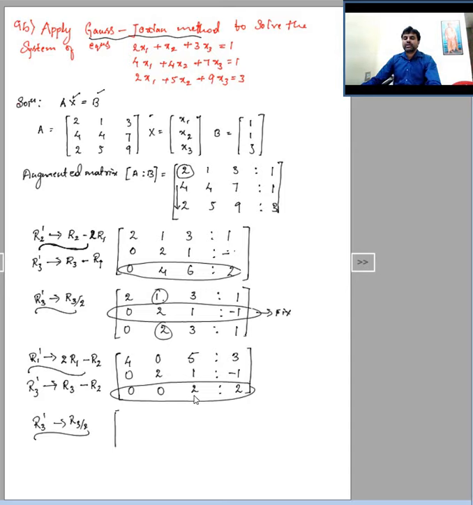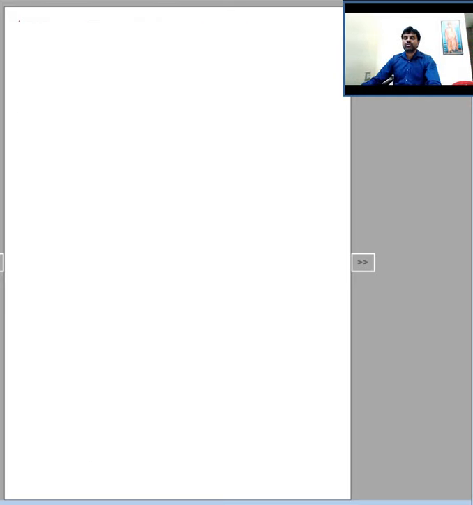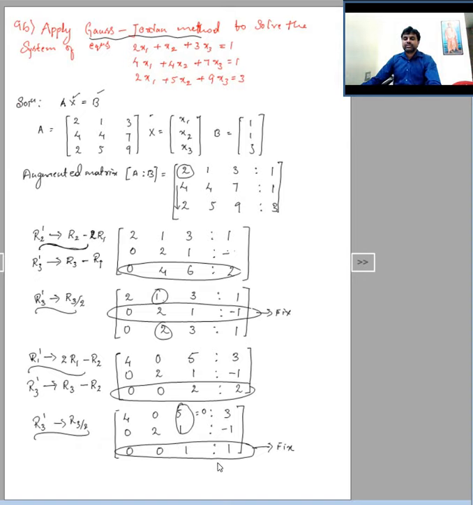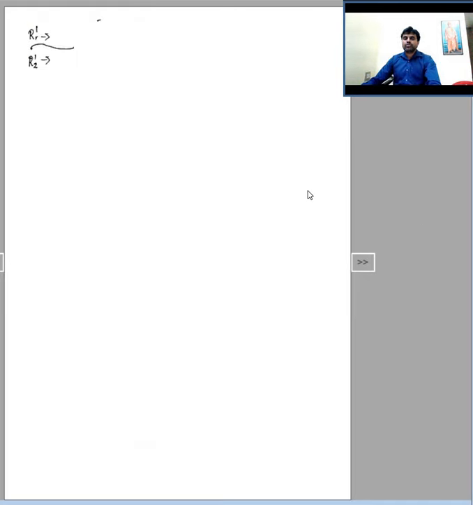Now we have a common element here, 2. Divide that by 2 and then fix that row. Fix the third row and make these two elements equal to 0 by using R3. So now R1 and R2 dash are disturbed. I have fixed R3. So that is what I have done.